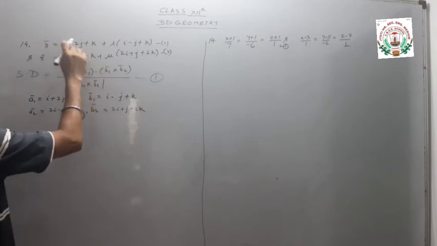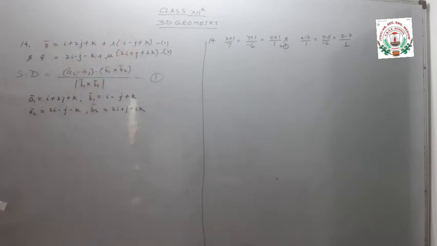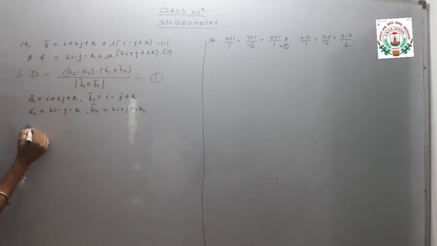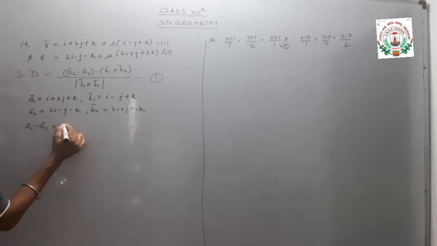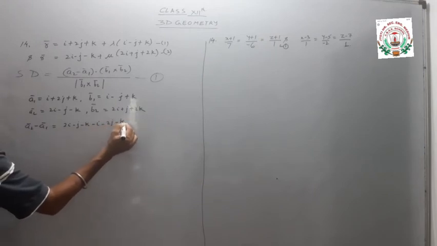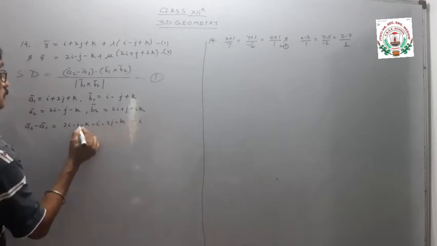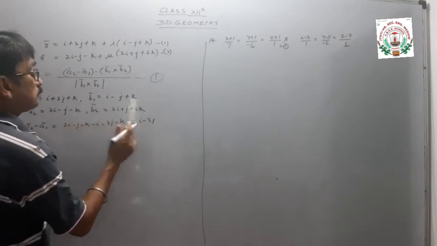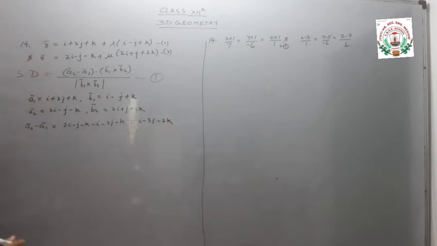The first equation is r vector equals a1 vector plus lambda b1 vector. The second equation is r vector equals a2 vector plus mu b2 vector. So first I am going to calculate a2 minus a1. That is 2I minus j minus k minus I minus 2j minus k, which gives 2I minus I, minus j minus 2j which is minus 3j, and minus k minus 2k.